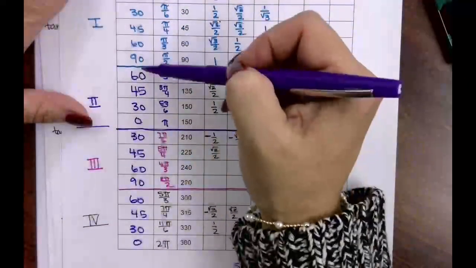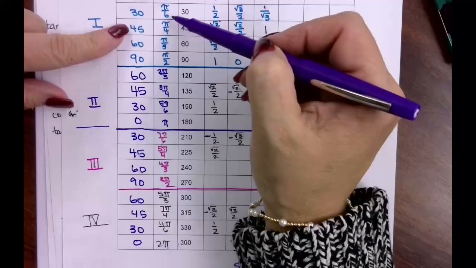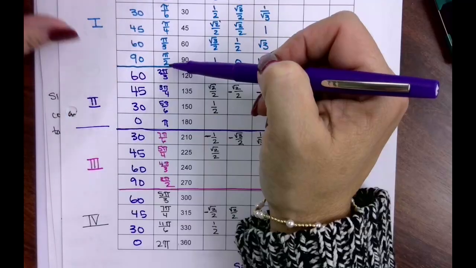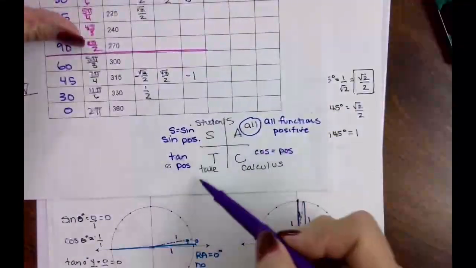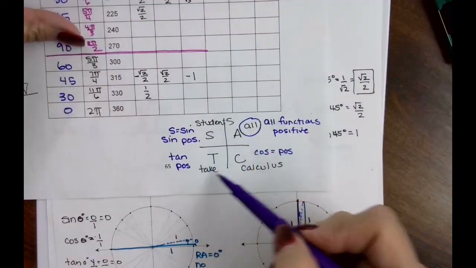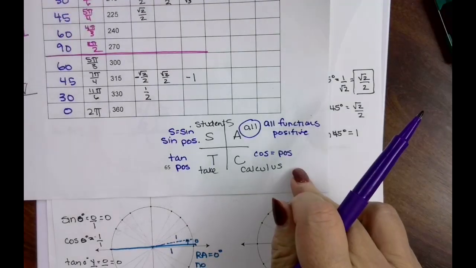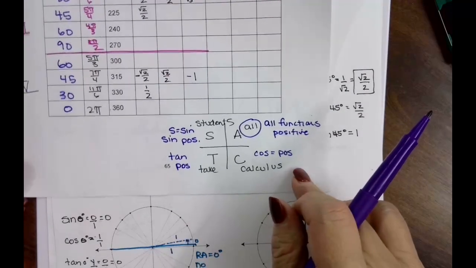So if you can remember all of this, if you can remember the reference angles, and the reference angles are all based on the denominators, and if you can remember All Students Take Calculus and you know which quadrant it fits into, then you're going to know what's positive and what's negative.